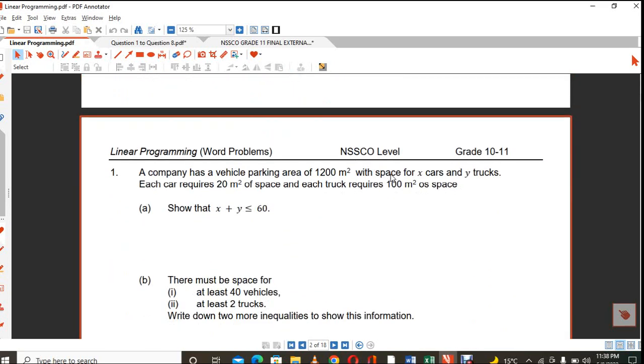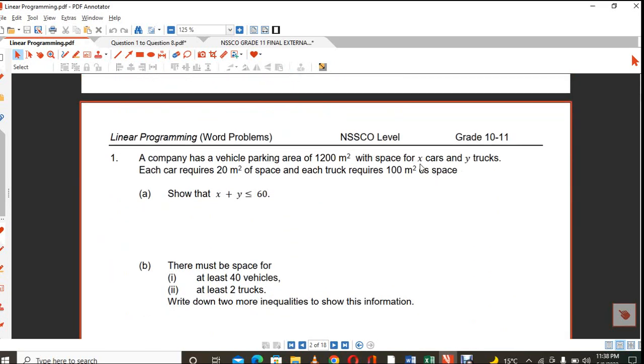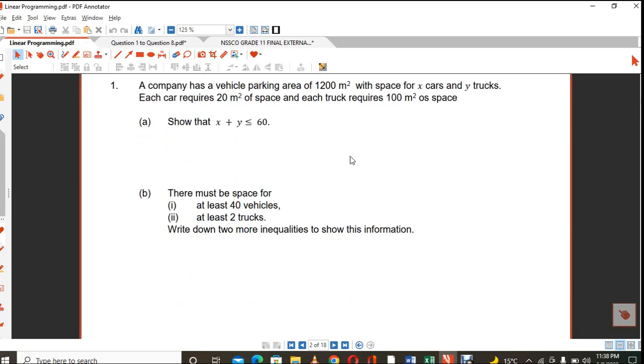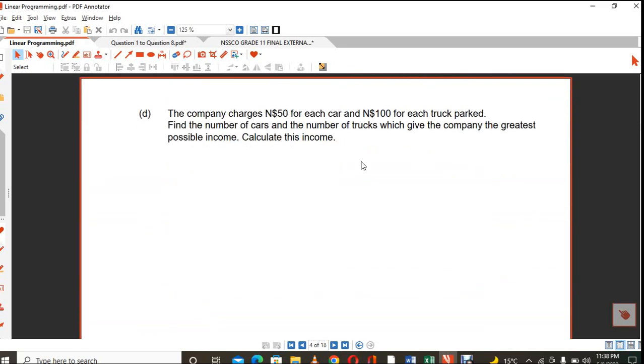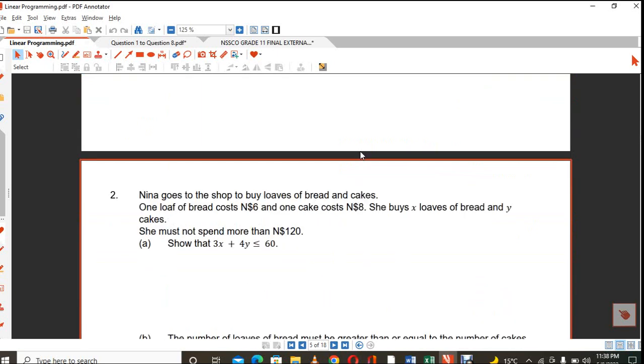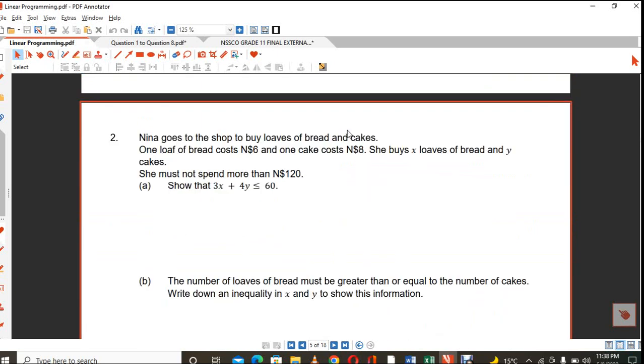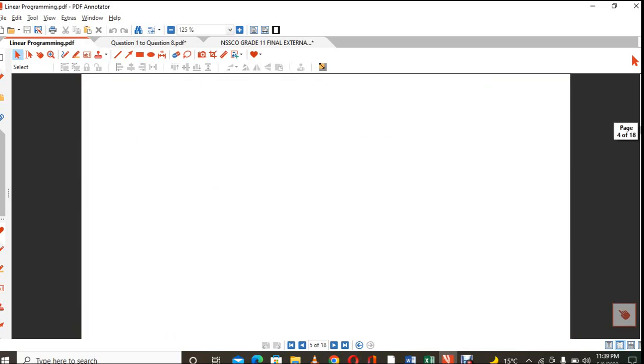So the first one, if you go to your book, you'll see that it's a question about the company as a vehicle parking area. The second one, if you see, I'll continue. So just so you can be there with your book, Nina goes to the shop. All right. So I'm going to do 4 questions as far as that is concerned.